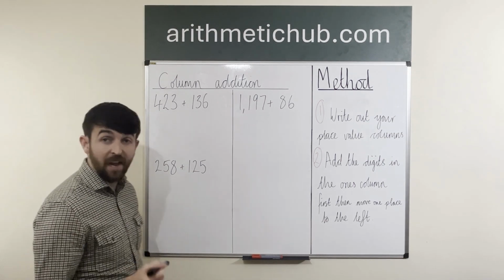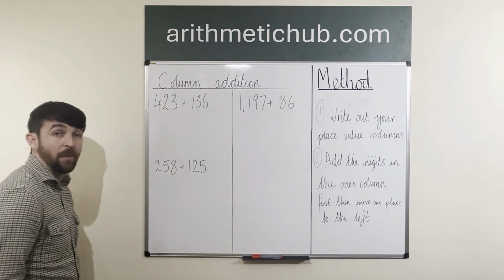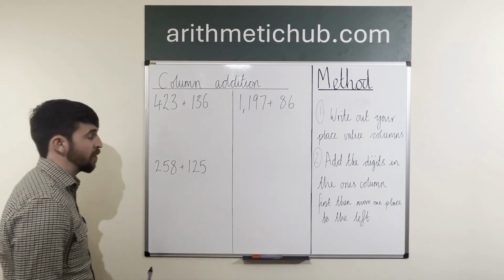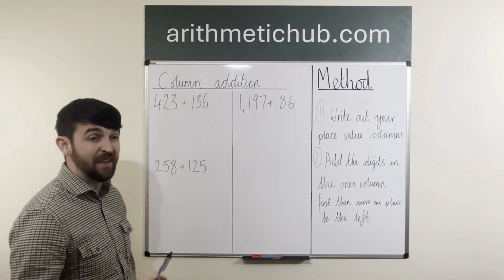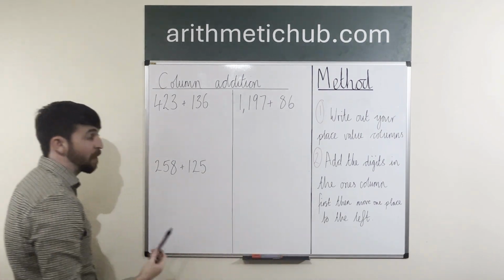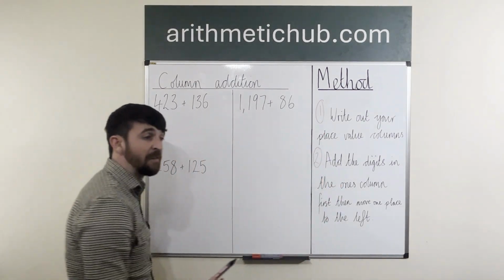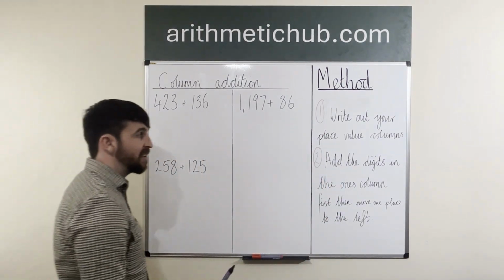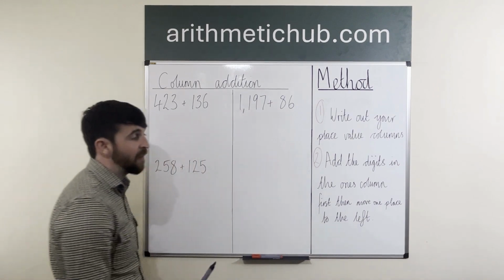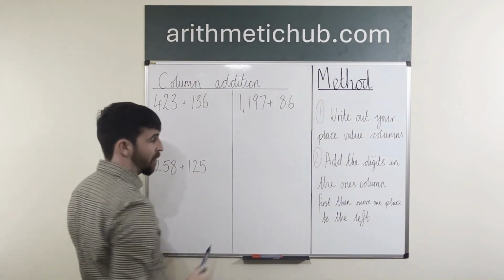Hi everyone, so today we're having a look at column addition. Column addition is going to be super helpful all throughout your school lives. You're going to be using it for lots of different things. It's probably the easiest way to add questions that look like this and to solve these types of questions. Our method for column addition has two steps to help us out. First suggestion is to write out your place value columns, because that's going to be really handy, particularly when we come to questions that look a little bit like this.